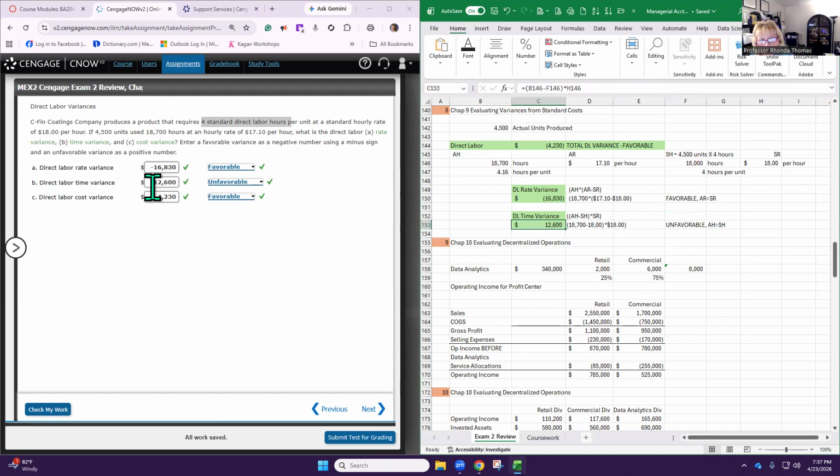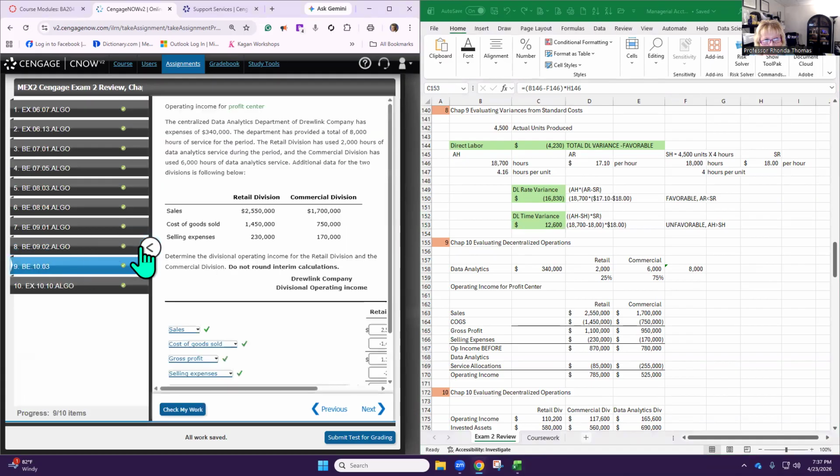So you've got a favorable variance of 16,830, an unfavorable variance, and the net of the two is a negative 4,230. This is the total direct labor variance when these two get combined, but we don't know what's going on until we break it out like this. And when we break it out, wow, the favorable rate was even more favorable than we knew it to be. And then the time, unfortunately, was unfavorable.